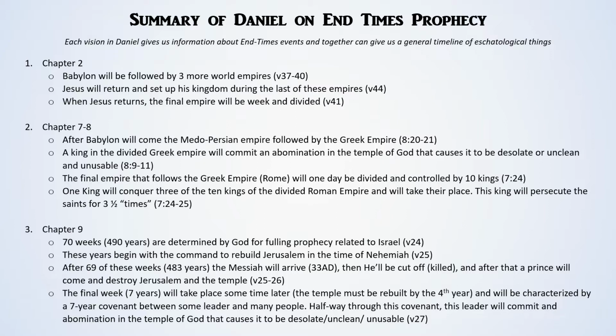So somebody makes a 7-year covenant, but halfway through the covenant, the same leader will commit an abomination in the temple of God that causes it to be desolate, unclean, and unusable. Very much like what we saw in chapter 8, where this Antiochus Epiphanes guy did an abomination in the temple.